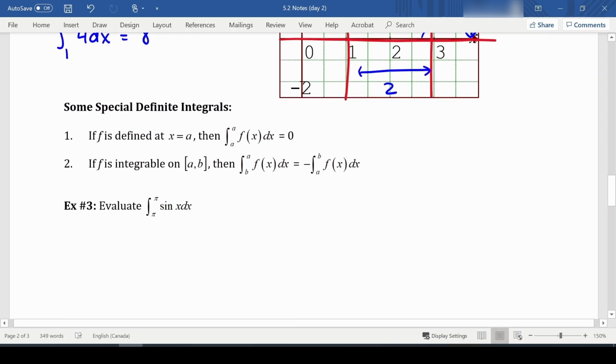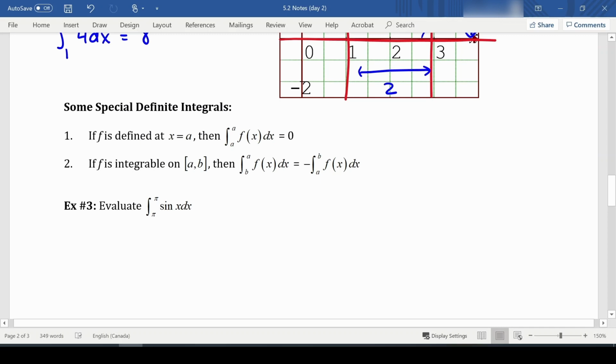So, some special definite integrals. If f is defined at x equals a, then the integral from a to a of f of x equals 0, which makes sense. You'd have no area if you start and end at the same point. If f is integrable on the closed interval a to b, then the integral from b to a of f of x dx is the negative of the integral from a to b of f of x dx.